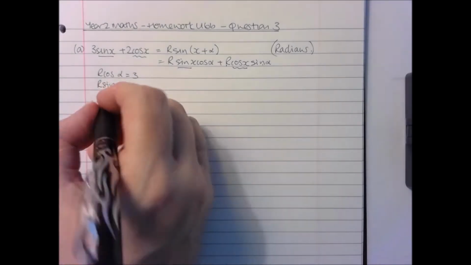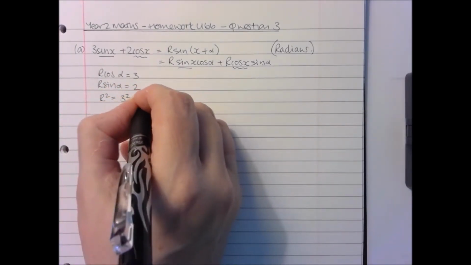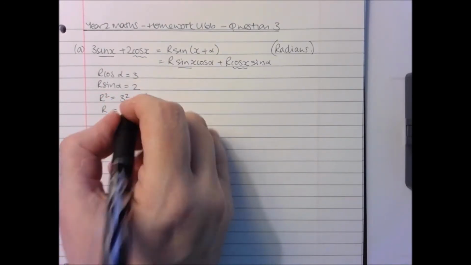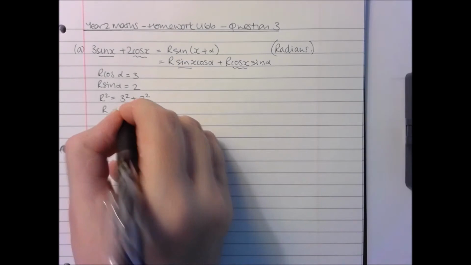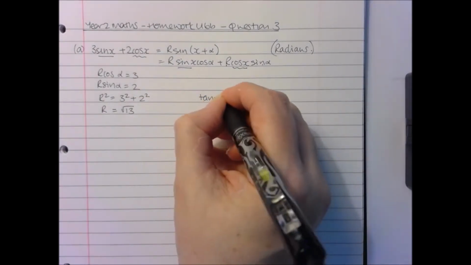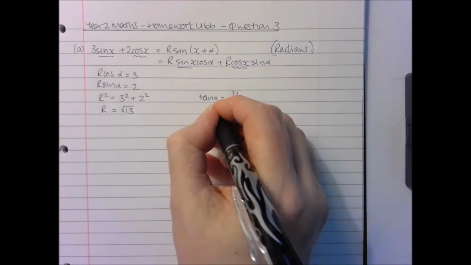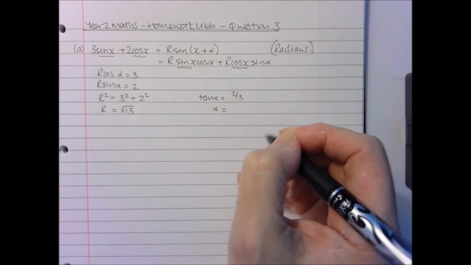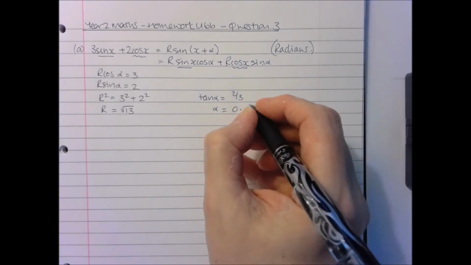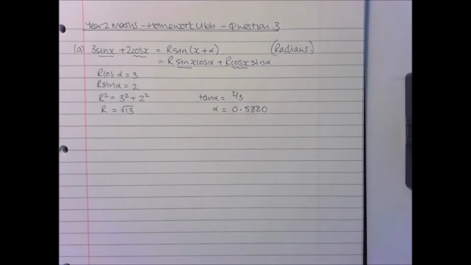And then to find r, remember r squared is equal to 3 squared plus 2 squared. So r is going to be the square root of 9 plus 4. r is the square root of 13. And then tan alpha, well, tan is sine over cos, so tan alpha is 2/3. So alpha is the inverse tan of 2/3. Get your calculator, and this comes out to be 0.5880.